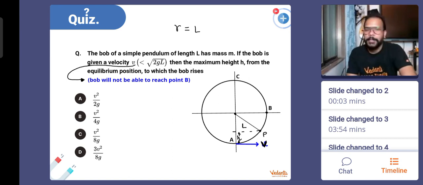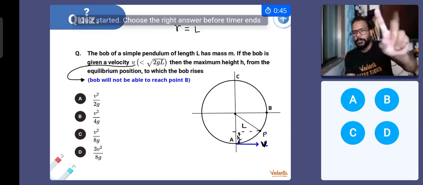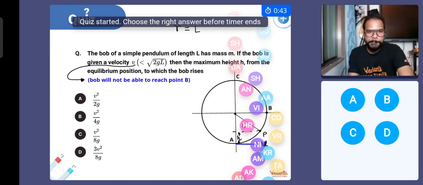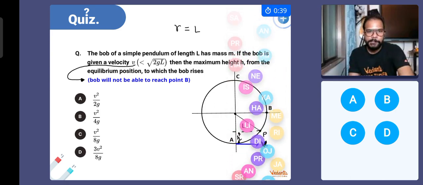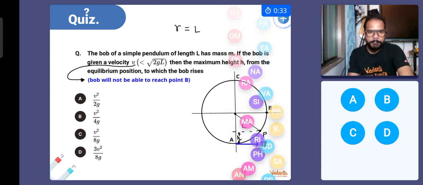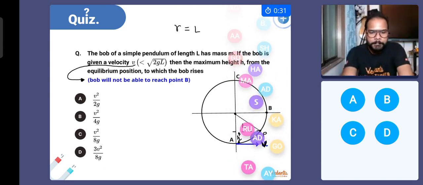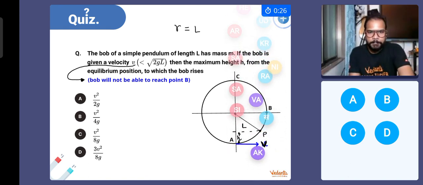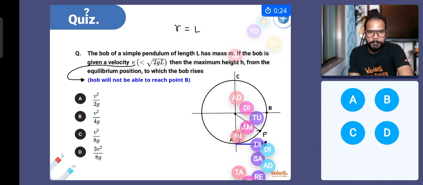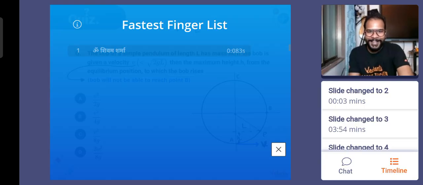You'll get 45 seconds. Very easy question. Okay, simple law of conservation of energy, and your time starts in 3, 2, and 1. Come on, people. Common sense. Okay, and the time's up.